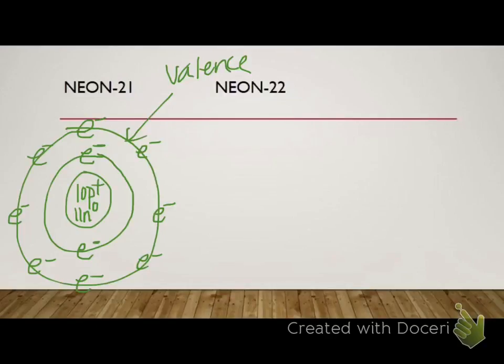It would look the same on the outer part, but right here, that's not the electron, that's the neutron. So if I was to do that right here, I would have 12 neutrons in my center and still 10 protons, and then I would still have those same outer rings. So that would be the only difference for neon 22. Okay?